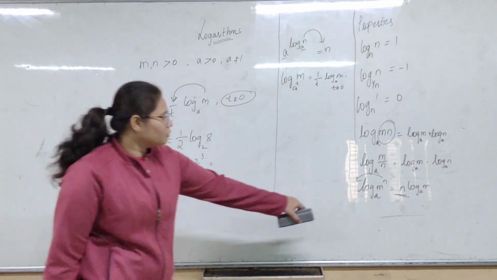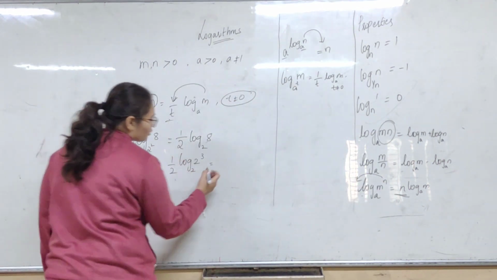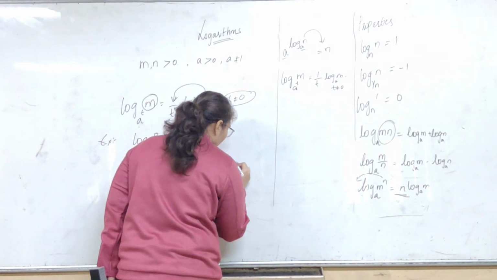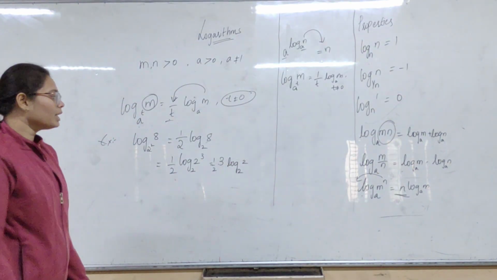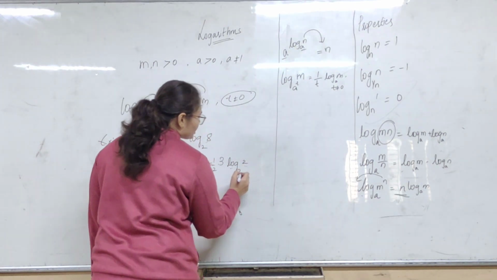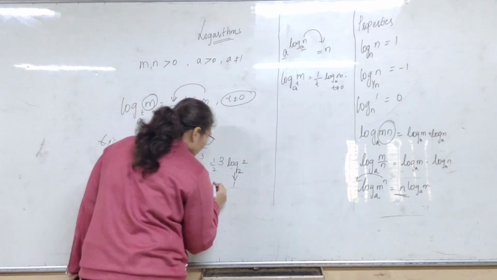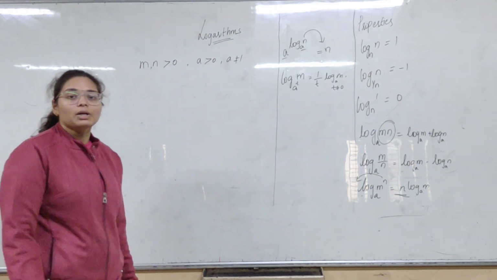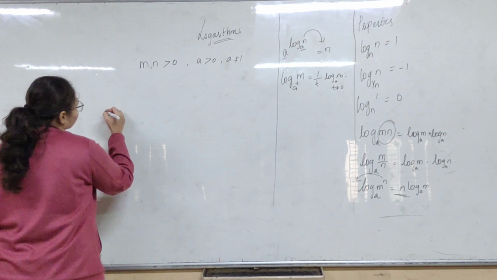So what is this formula? M power n will be coming out, so 3 will be coming out. So 1 by 2 into 3 into log 2 to the base 2, right? It is in the form of log n to the base n, which is equal to 1. So 1 by 2 into 3 is equal to 3 by 2. Okay. Now let's move to one important property, that is C.